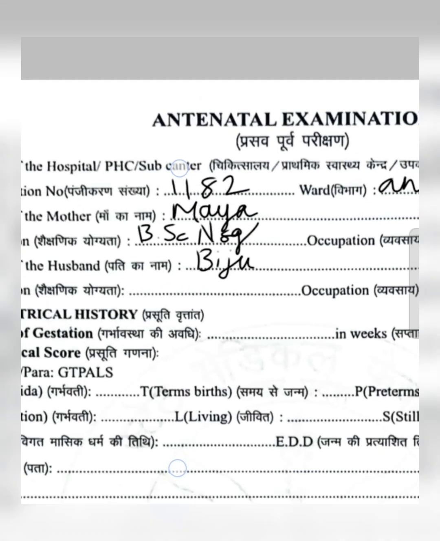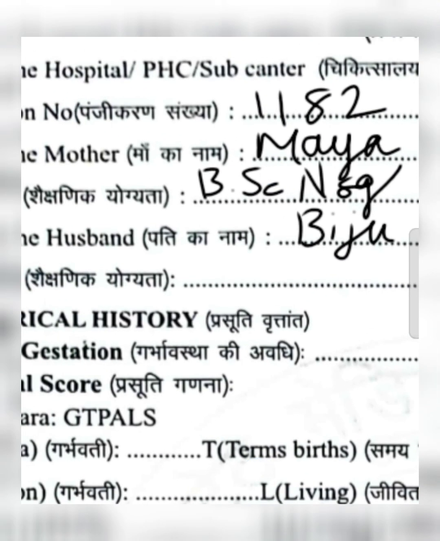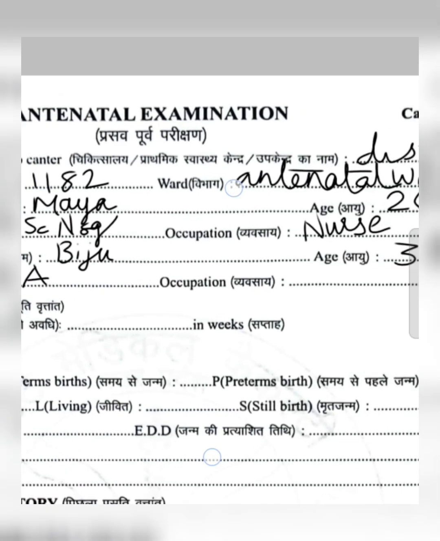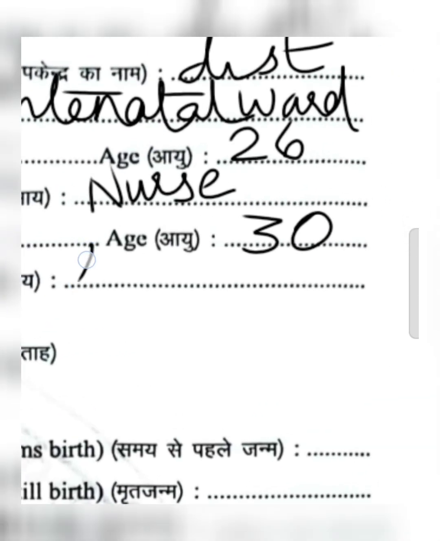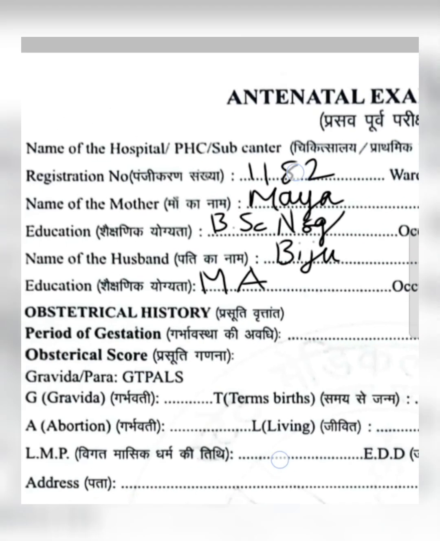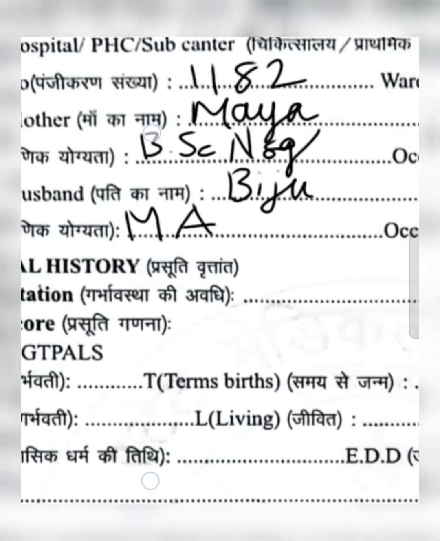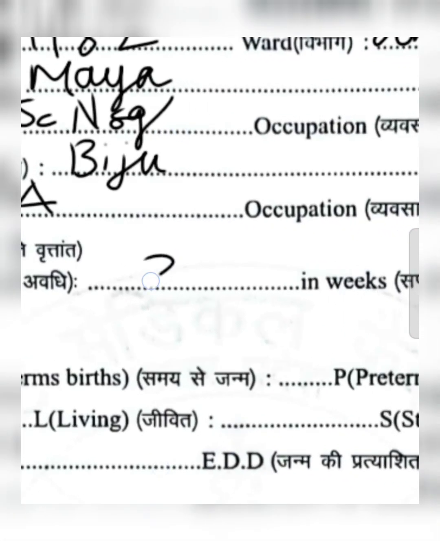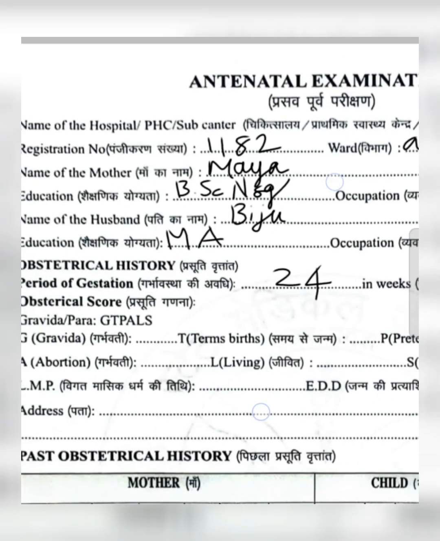Next is the education of the father. So here I am going to give MA. He did MA, and his job is teacher, and he is doing as a teacher job. Next, you can see the obstetrical history. Period of gestation, I am going to give 24th week of gestation.